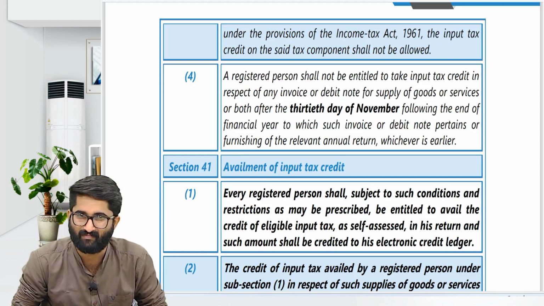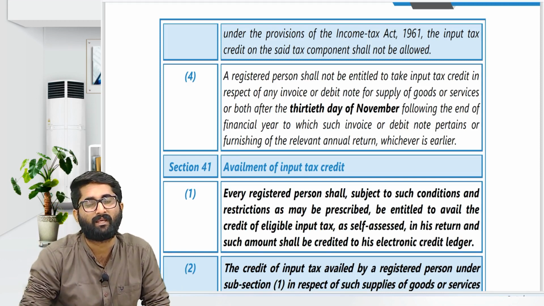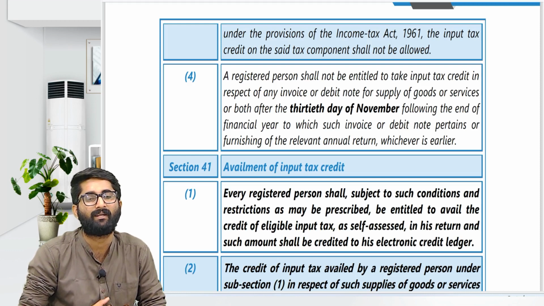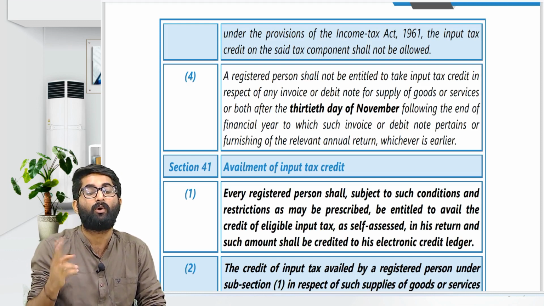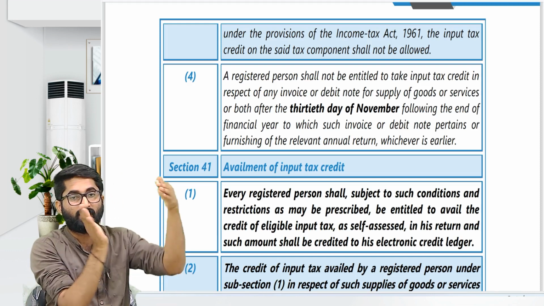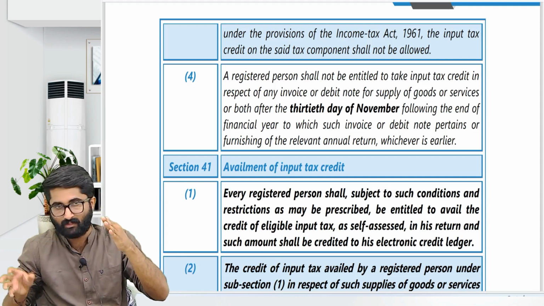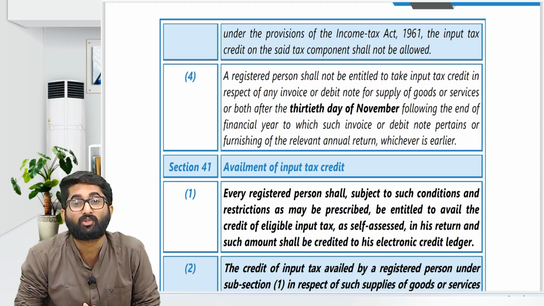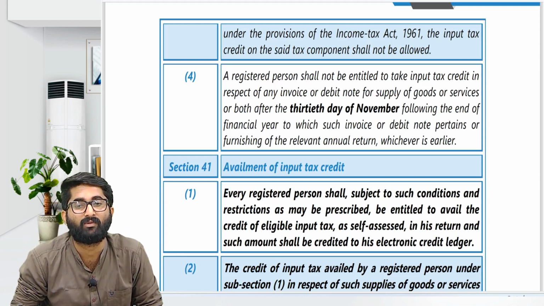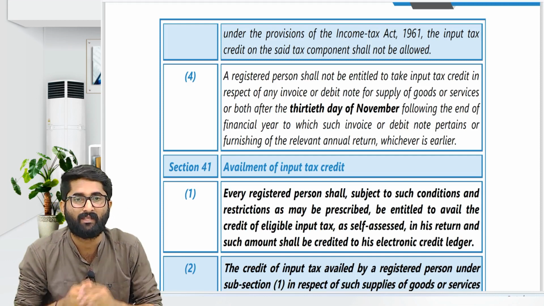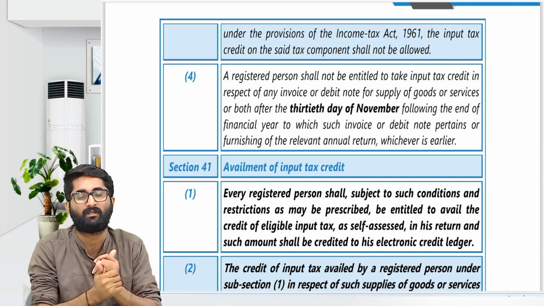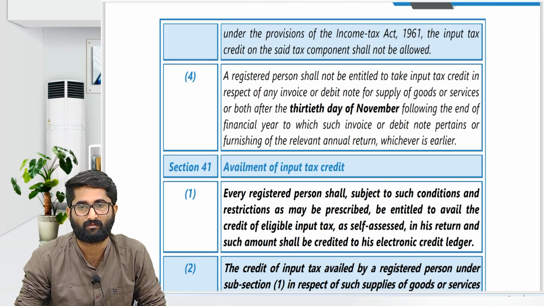That means even then there is one limit for taking the ITC. What is the last day to take the ITC? 30th of November following the year of invoice, or the actual date of filing the annual return, whichever is earlier. By then you have to take the ITC, otherwise you cannot take ITC here.